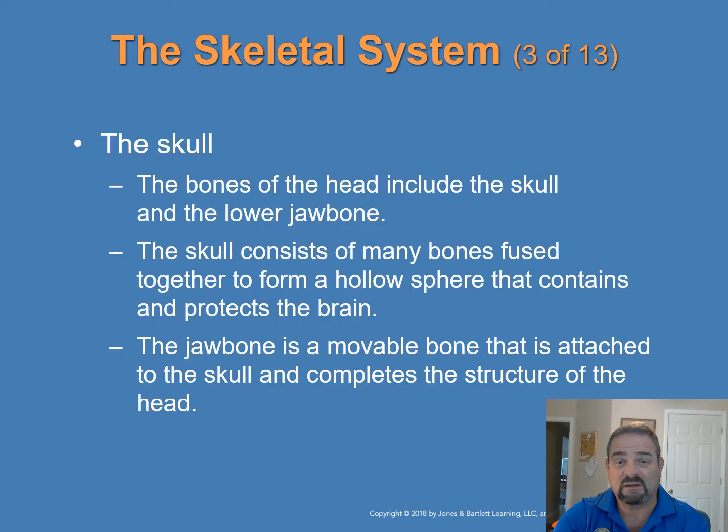All right, so the skull. The bones of the head include the skull and the lower jawbone. The skull consists of many bones fused together to form a hollow sphere that contains and protects the brain. The jawbone is a very movable bone that is attached to the skull, and it completes the structure of the head.